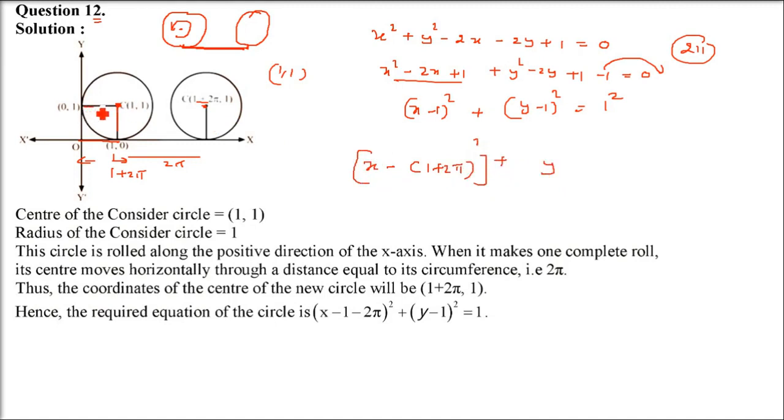So let me write the equation. X minus h, h is 1 plus 2 pi now, and y minus k hasn't changed, so let me write it as 1 only, and whole square equals 1 square. So it depends on you how you write. This is the correct one.